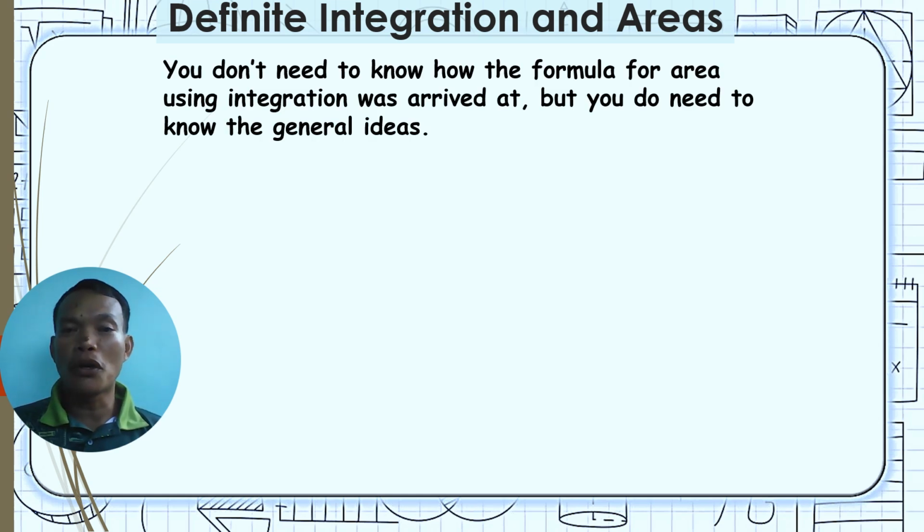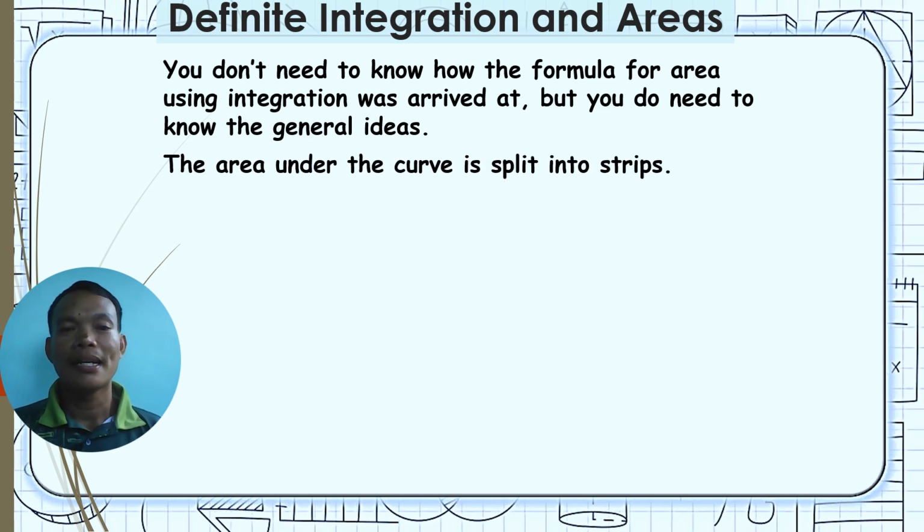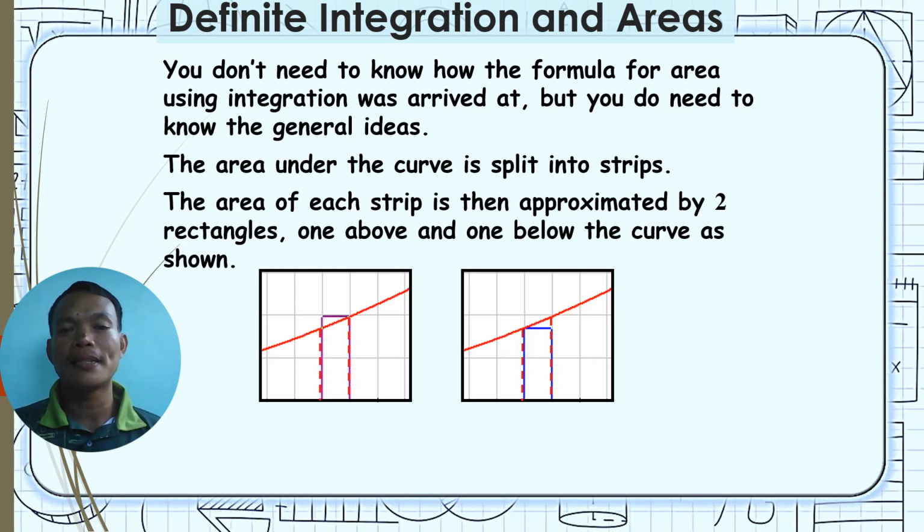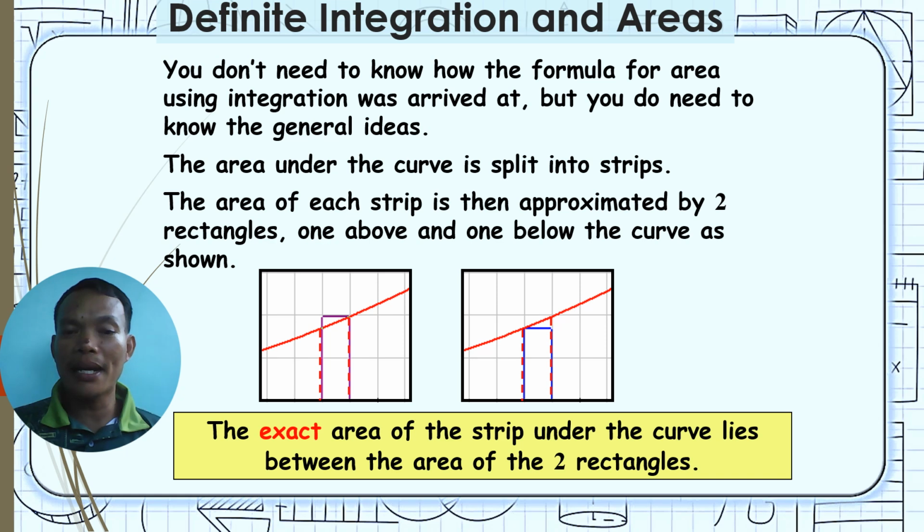You don't need to know how the formula for areas using integration was arrived at, but you do need to know the general idea. And here it is. The area under the curve is split into strips. The area of each strip is then approximated by two rectangles, one above and one below the curve, as shown here. So the exact area of the strip under the curve lies between the areas of the two rectangles.